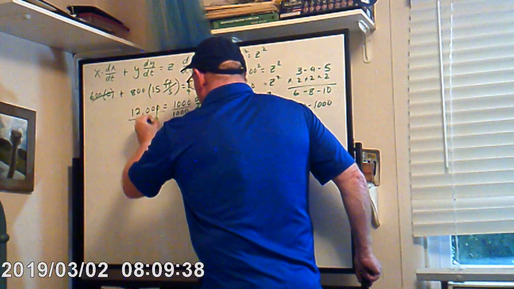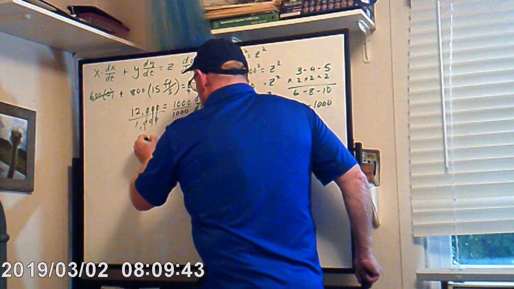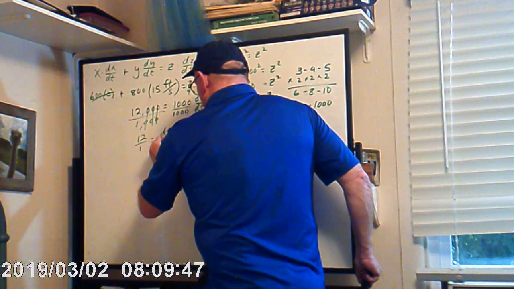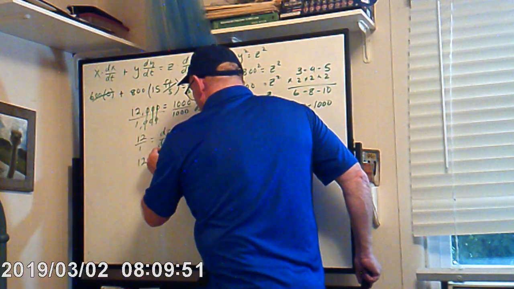Just notice here, you can just mark out those zeros. You got 12 over 1 dz over dt, which is 12. So dz over dt is 12.